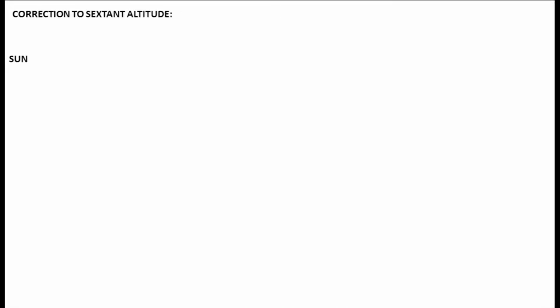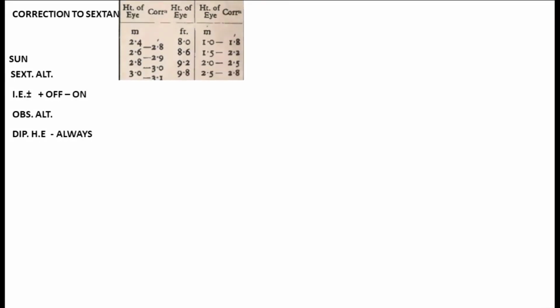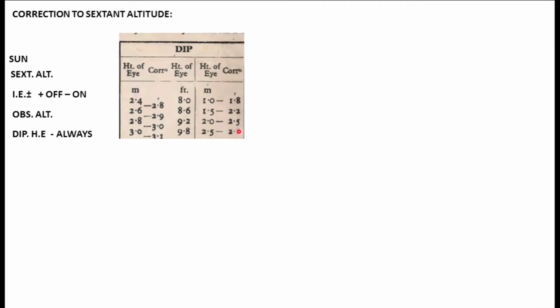Now, this is how we will be correcting our sextant altitudes. If the object was a celestial body, say the sun, I'll be taking the sextant altitude, applying the index error on and off, plus or minus. Then I get the observed altitude. Then, depending upon whatever my height of eye is, I'll always subtract the height of eye correction. That is given on our tables or in the almanac, like this in the form table. After subtracting that, we get apparent altitude.